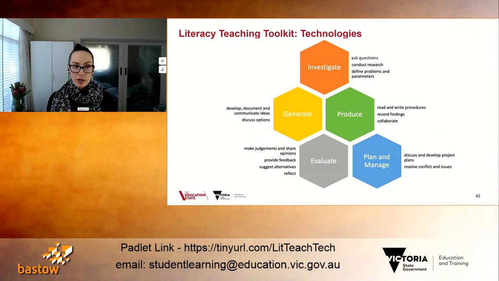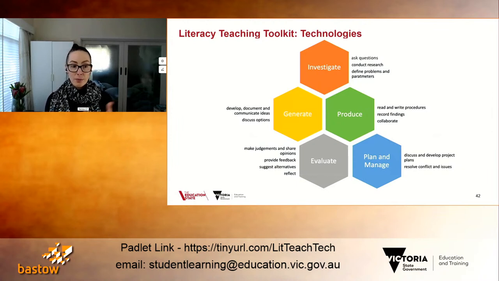So then we go down to generate. We're looking at develop, document, and communicating ideas, discussing options. Do our students have the capacity? I think someone put it in the chat about that idea of communication. So have we built their ability to communicate effectively with each other? Producing, recording findings. What might that look like? What might a good one look like? Evaluating, making judgments, sharing opinions, receiving other people's opinions on your item without getting offended.